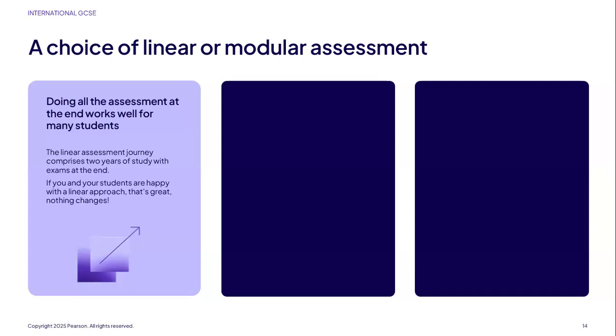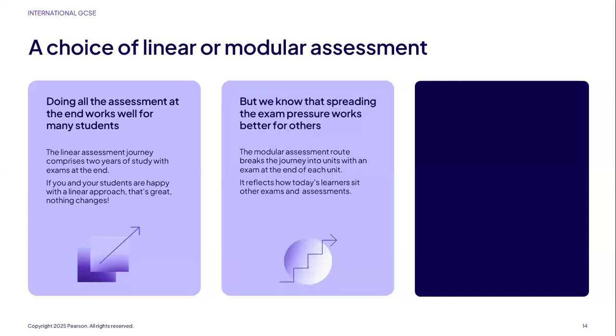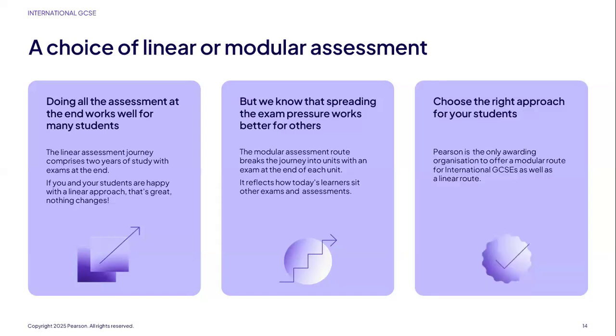So you have a choice of linear or modular assessment. Linear is the traditional method of assessment, with all the assessment at the end, and that works well for many students. If you're happy with that, then there's no reason to change. However, for many students, spreading the exam pressure works better than having it all at the end. And the modular assessment breaks the journey into 2 units with an exam at the end of each unit. And it reflects how today's learners sit other exams and other assessments. So you can choose the right approach for your students.